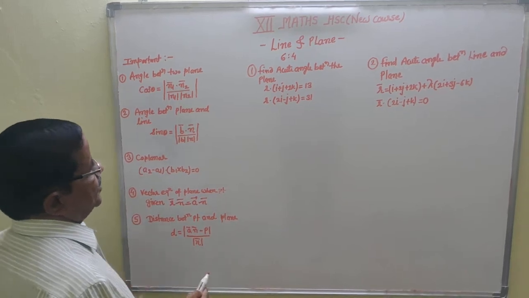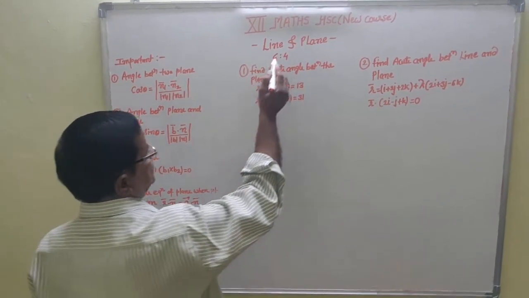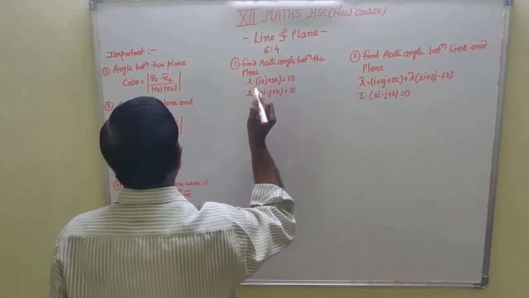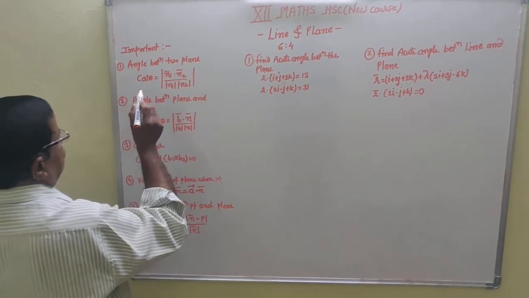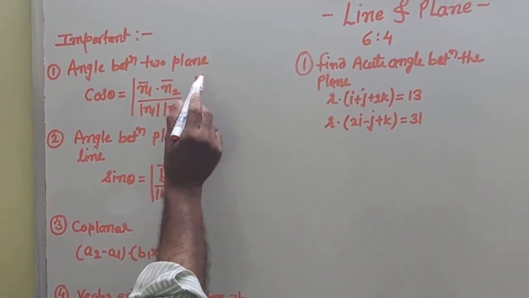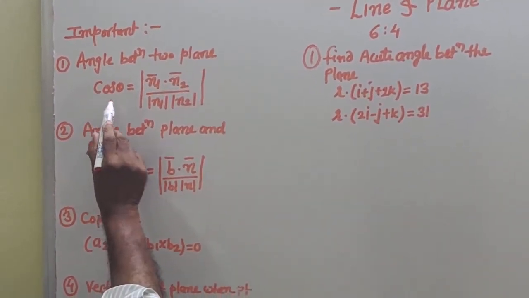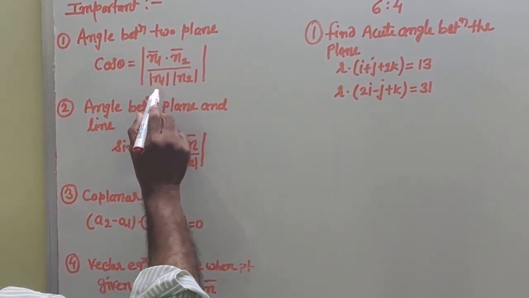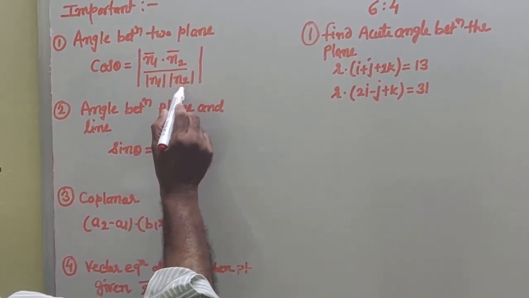Students, today we are starting the Lines and Planes chapter. It is the new course, exercise 6.4, Lines and Planes. The important formula for this exercise: the angle between two planes is given by cos theta is equal to n1 dot n2 upon magnitude of n1 into magnitude of n2.